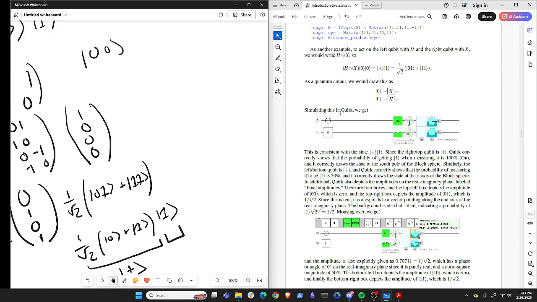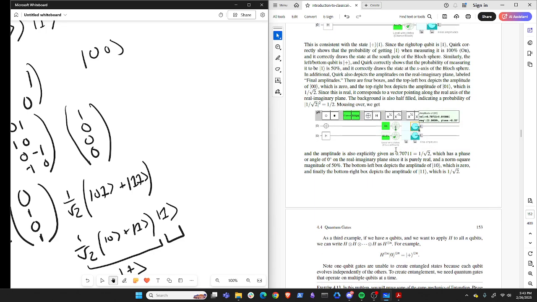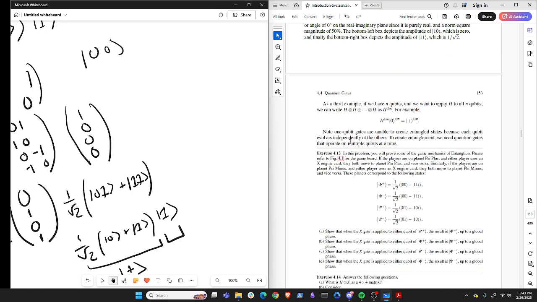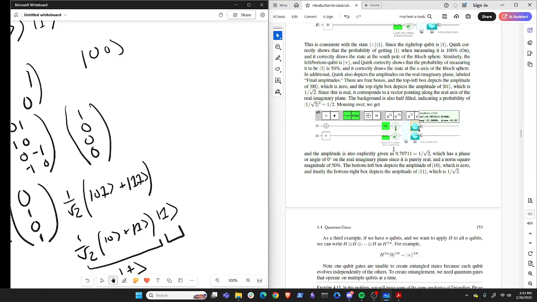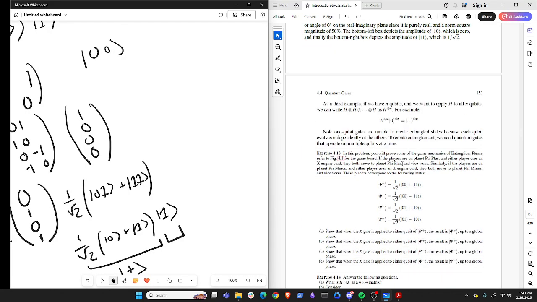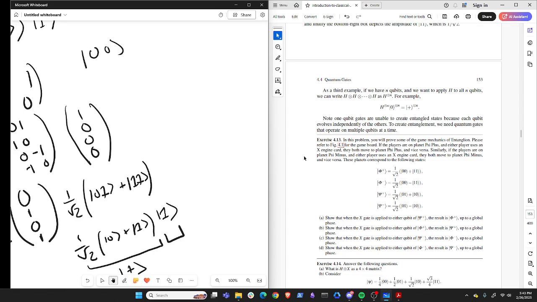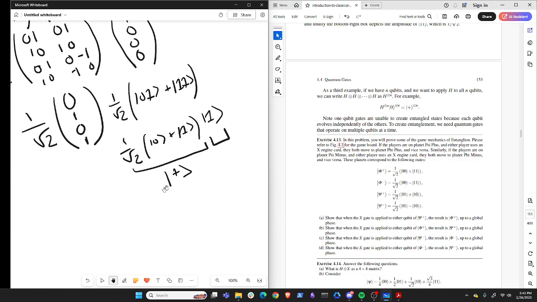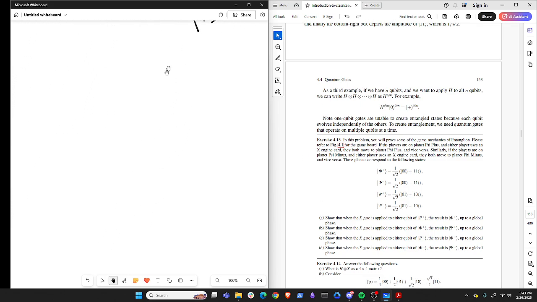When we go over the labs, we'll actually dig into the Qiskit stuff and look at them visually. But here, this is just about notation. Pretty straightforward.